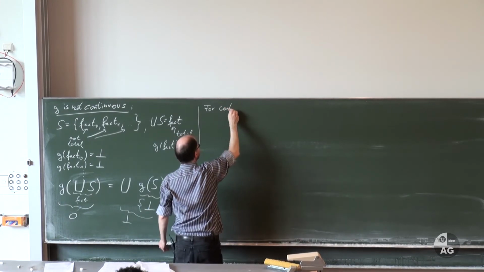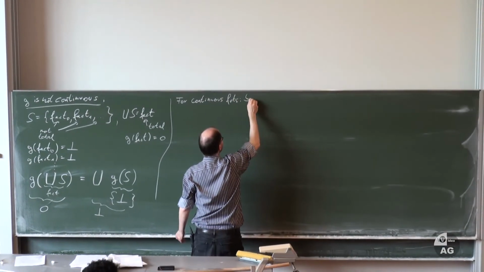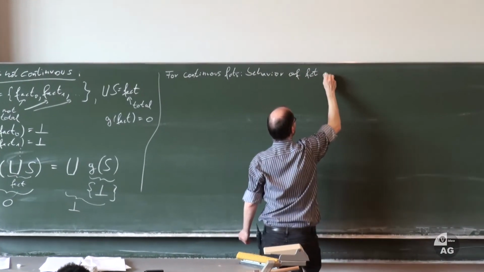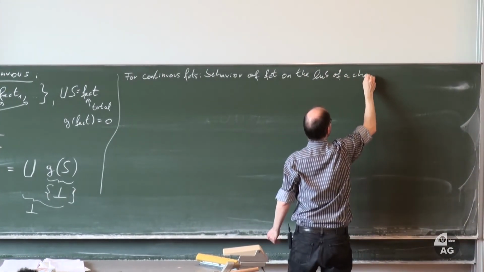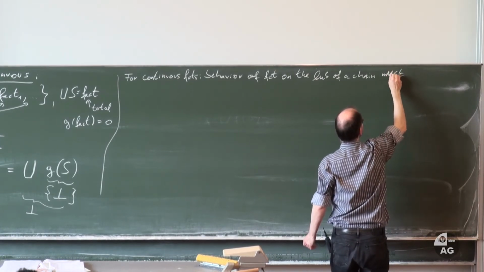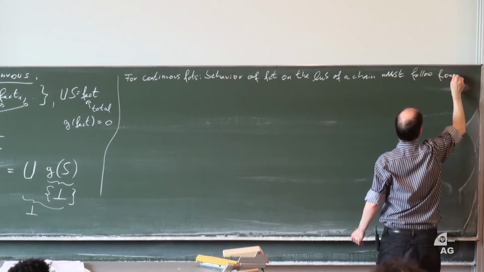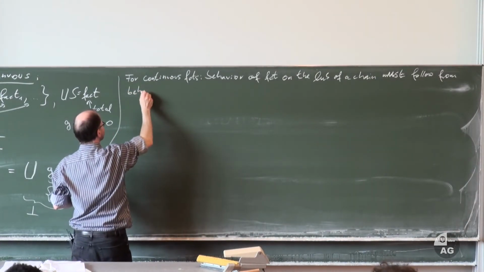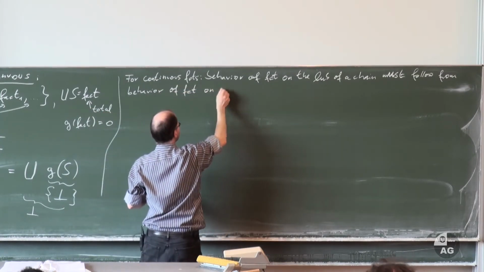So for continuous functions, the behavior of the function on the least upper bound of a chain must follow from the behavior of the function on the chain elements.